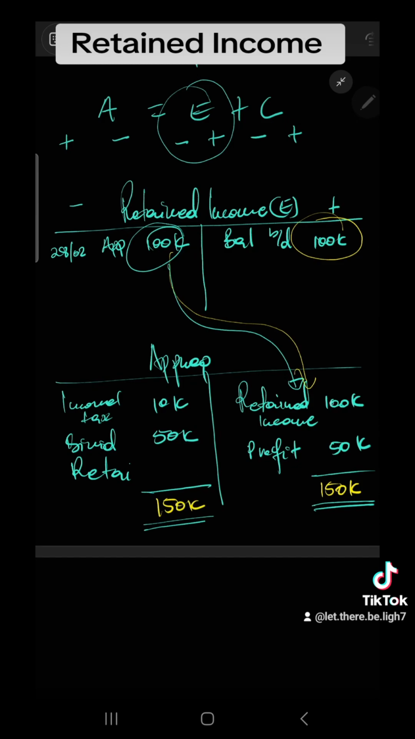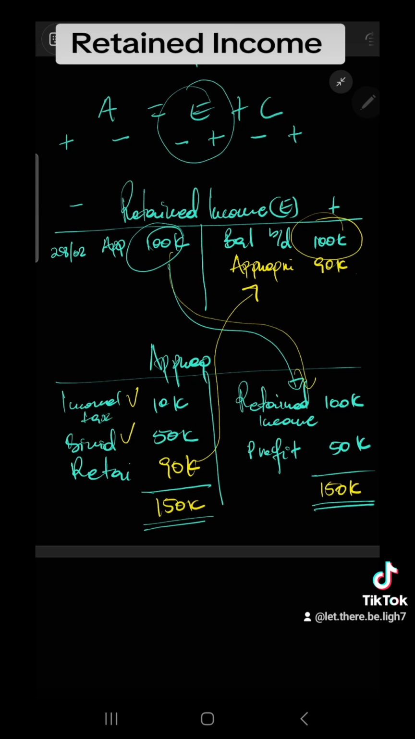So as you can see, the credit side is more than the debit side. The 150k is going to be used to pay for income tax and also pay dividends. Whatever is going to remain after paying the government and also paying the shareholders is going to be transferred back to the retained income account. So here it's going to be 150 minus 50, which is 100, minus 10, which is 90. So the 90k is going to be transferred back to where? It's going to be transferred back to the retained income account. So now your current balance here is going to be 90k.